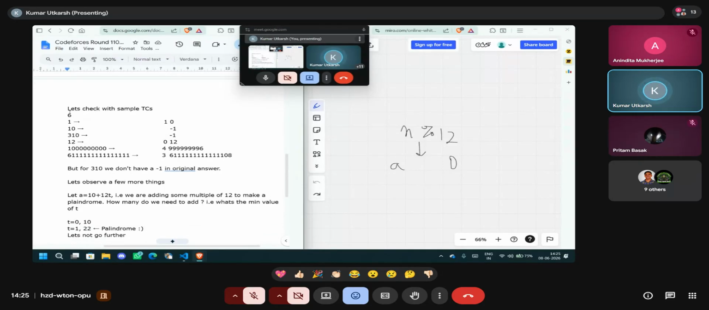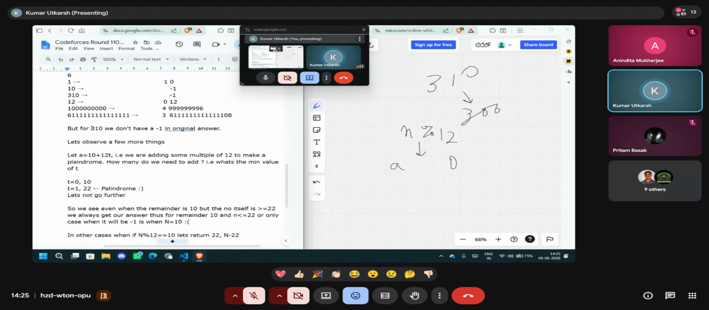So checking our logic with the sample test cases, we saw 1 gives 1 comma 0, right? 1 is the remainder and 0 is the multiple of 12. For 10, it's already modulo 10, so it should be -1. For 310, it also should be -1, as 310 out of which 300 is divisible by 12, right? So we should also get -1. But these are just the basic run loops. But in the original answer for 310, we do not have a -1.